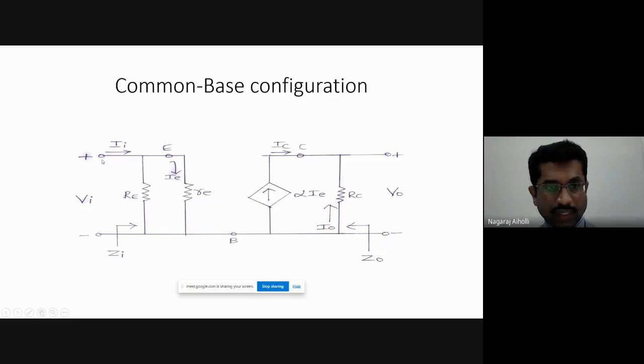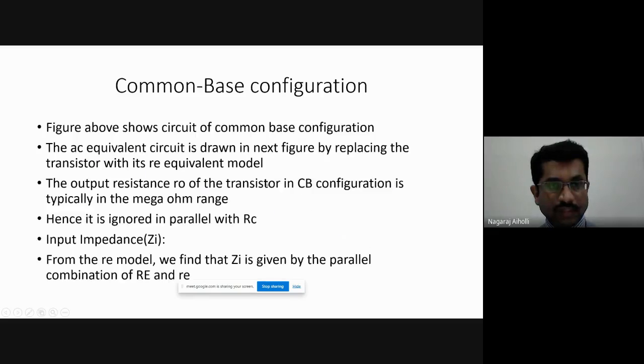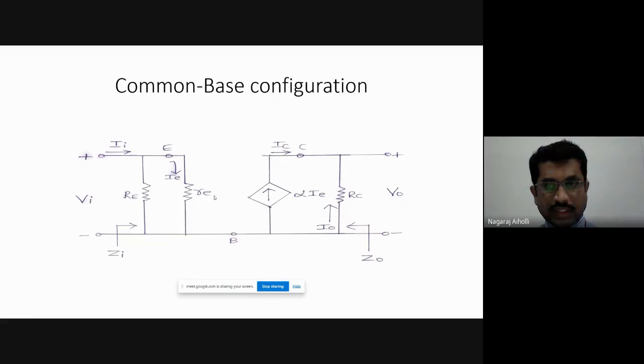This is VI, Vo, II, IE the current into the emitter terminal, IC, then Io is the output current. Zi and Zo are the input and output impedances. This is the re model. Now in this re model, the output resistance ro is very high, in terms of megaohms. Hence, for simplicity, because of its large value, ro is ignored and not considered at the output side.